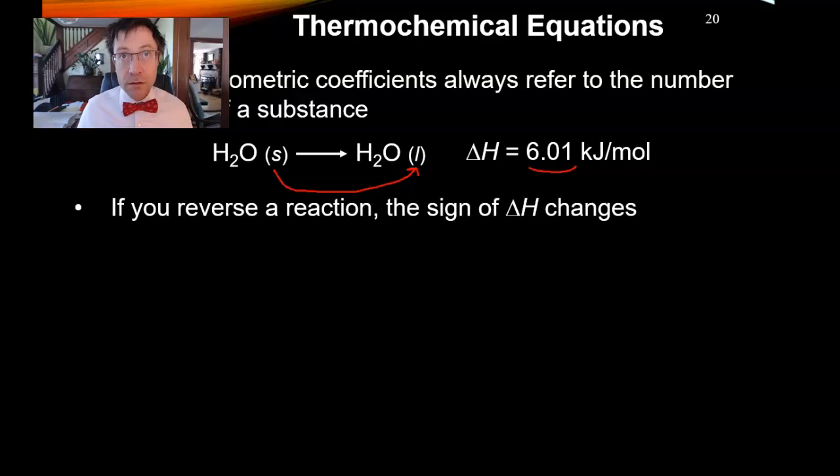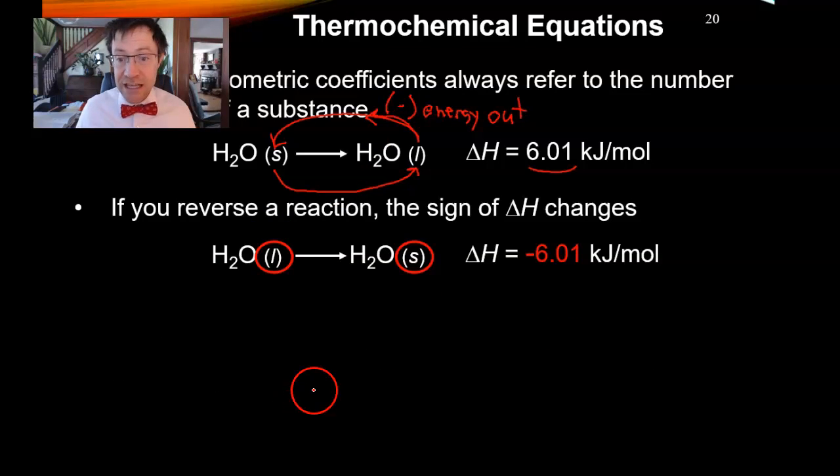So yeah, if it takes 6.01 kilojoules to melt 1 mole, then how much do you think you need to take out in order to go from a liquid to a solid? And now this one is going to have to be negative, because energy is going out, like if we go from a liquid over to a solid. Well, it just so happens that if you reverse it, it's just the exact same thing, only with an opposite sign, right? You see that?